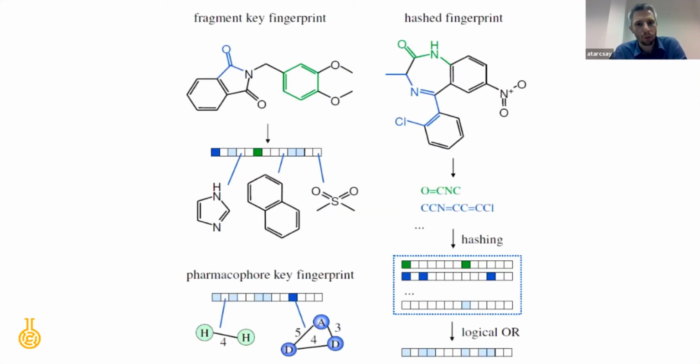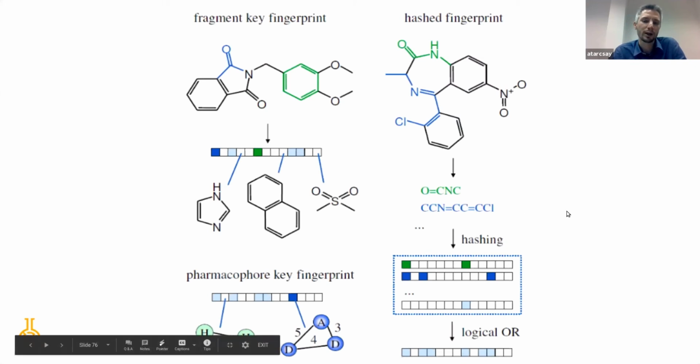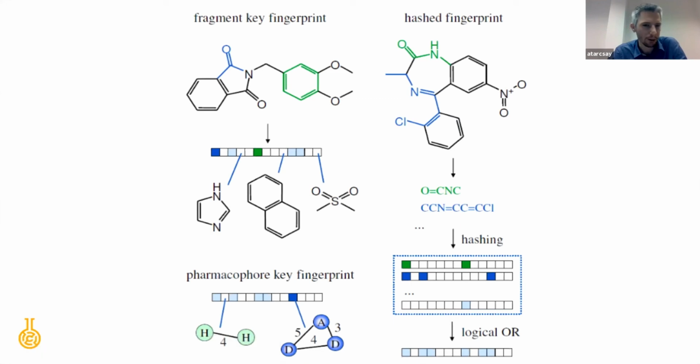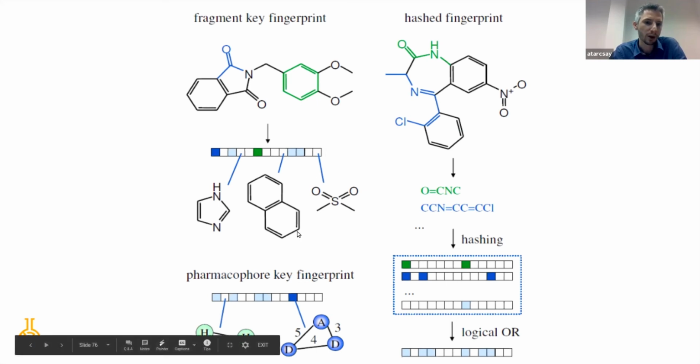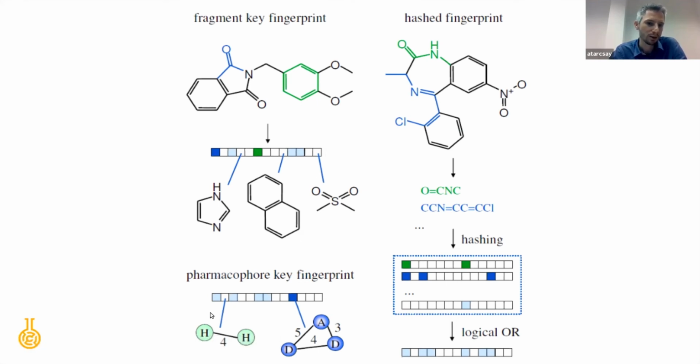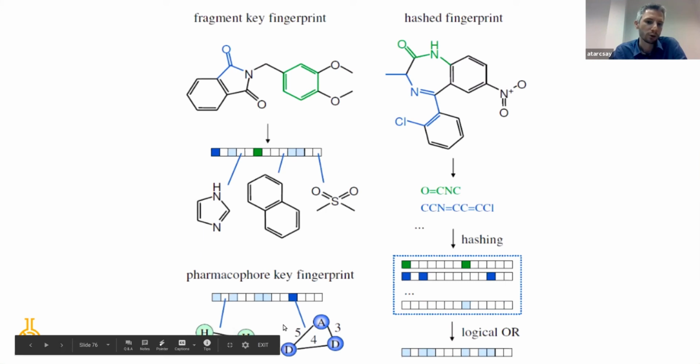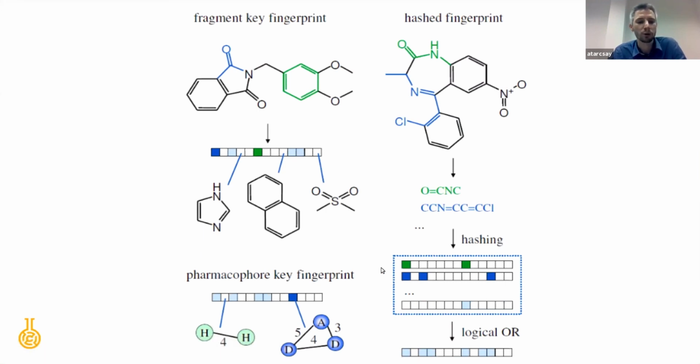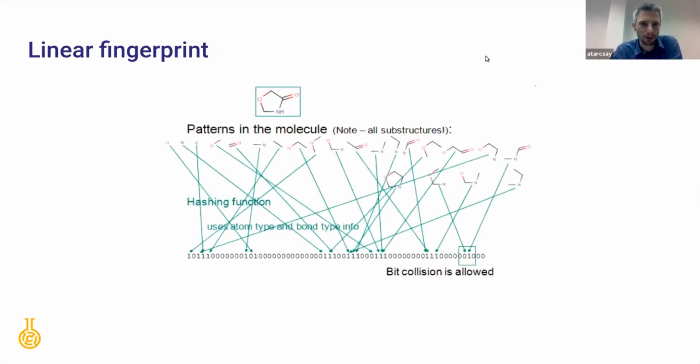And another way to generate a descriptor set is the fingerprint technique. I don't know if you have ever heard about this. Fingerprints can be predefined substructures of the molecules that are coded at a given bit position. It can be pharmacophore based. So if there are hydrogen bond donors or acceptors, you can define topological distances and then code it into a fingerprint, or there are hashed fingerprints.